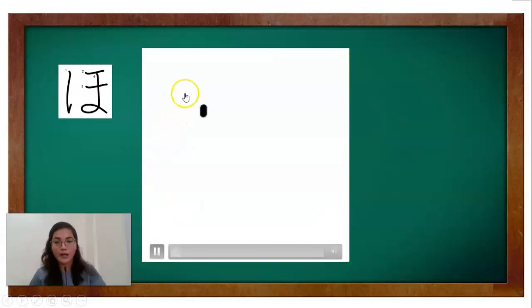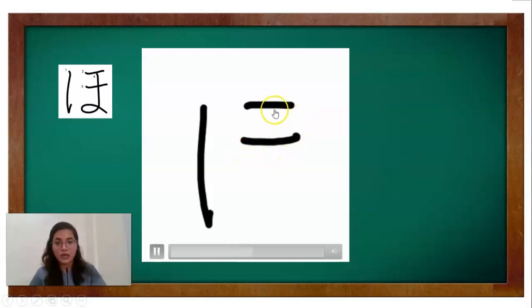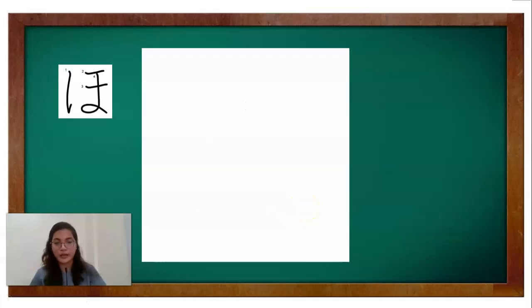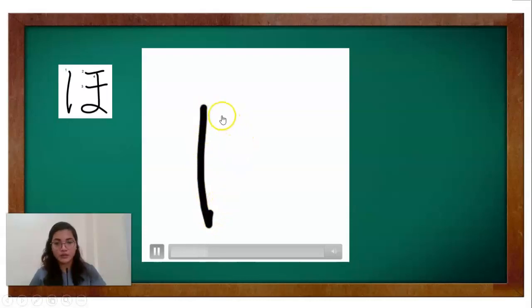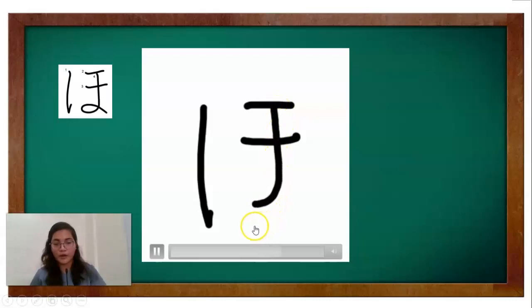Okay, next up and the last for this row is ho. Ho has 4 strokes. 1, 2, 3, and 4. Okay, let's try it again. 1, 2, 3, and 4.